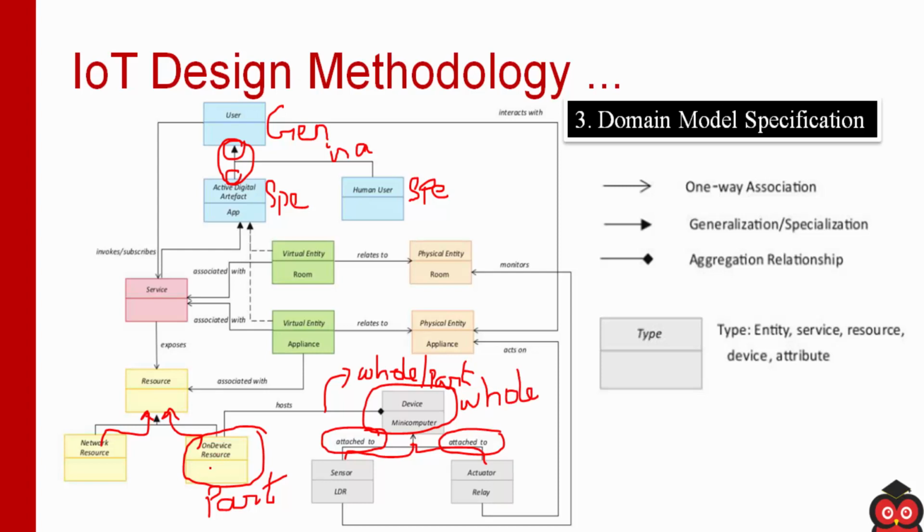So what is the on-device resource I told you? Let's consider the operating system. This operating system is a part of the Raspberry Pi. Yes, we can consider it like that. It is running on the Raspberry Pi, so the operating system is obviously a part of this Raspberry Pi. So that is the meaning of aggregation relationship, the whole-part relationship.